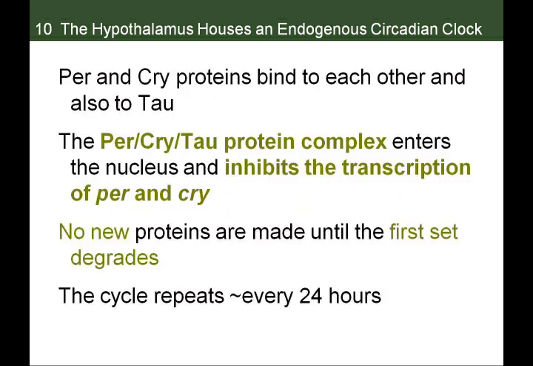And the per and the cry proteins, in turn, will also bind to each other, and they will bind to another protein called tau, which actually means time. Now this protein complex, the period, the cry, the tau, will then enter the nucleus and inhibit the transcription of themselves, of the per and the cry.